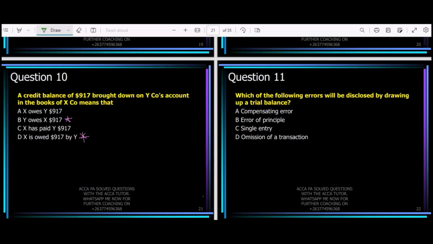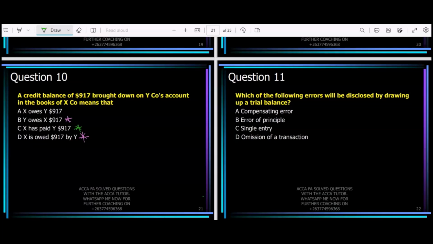Now, X has paid Y 917 can easily be eliminated because if X had paid Y 917, therefore there shouldn't be a balance brought forward in any case because the payment has already been made, so therefore there couldn't be a balance brought forward. So these are then out, and the only answer that is there is A.